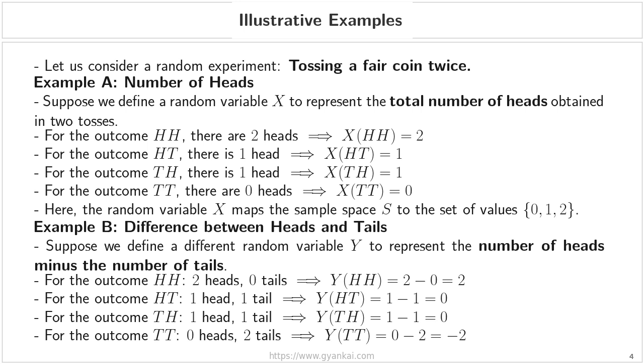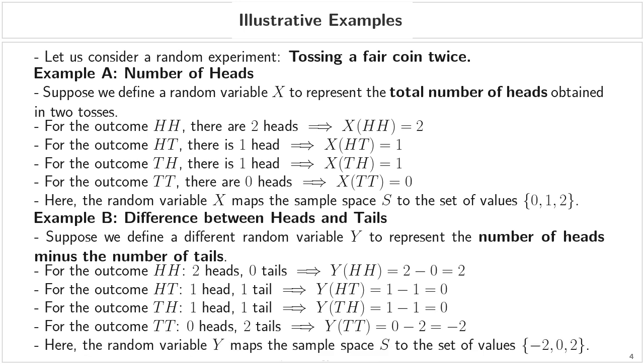For the outcome heads heads, we have 2 heads and 0 tails, so y of heads heads equals 2 minus 0, which is 2. For the outcome heads tails, we have 1 head and 1 tail, so y of heads tails equals 1 minus 1, which results in 0. For the outcome tails heads, we again have 1 head and 1 tail, so y of tails heads equals 1 minus 1, which is also 0. Lastly, for the outcome tails tails, we have 0 heads and 2 tails, so y of tails tails equals 0 minus 2, which gives us negative 2.